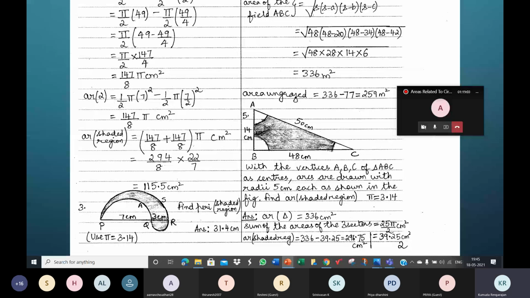So what you need to understand is here we cannot find the areas of the sectors individually, because we do not know the individual sector angles. You can only find the sum of their areas. The area of the three sectors put together you can find, the total area, but not the area separately because we don't know the sector angle.